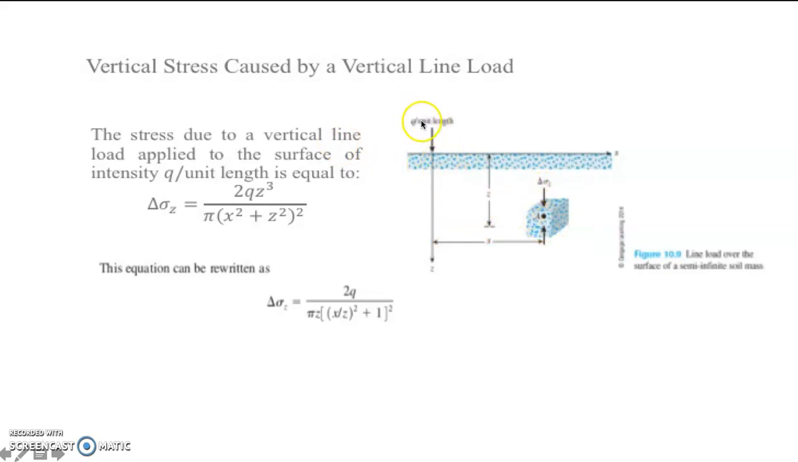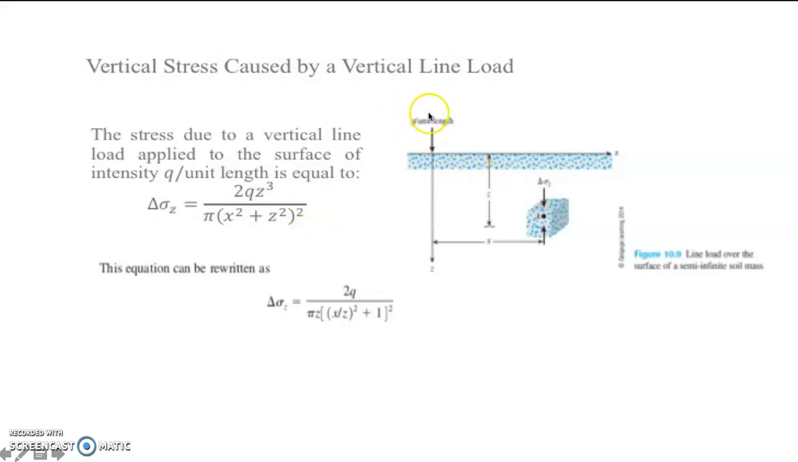You have a vertical line load here, and what will be the stress at point A due to this vertical line load? So basically, the stress due to a vertical line load applied to the surface of intensity Q per unit length is given by this equation. This is the equation that you're going to use to compute the vertical stress caused by a line load. You just need the value for Q, for Z, for X, and simply substitute. You have now the stress caused by the vertical line load.